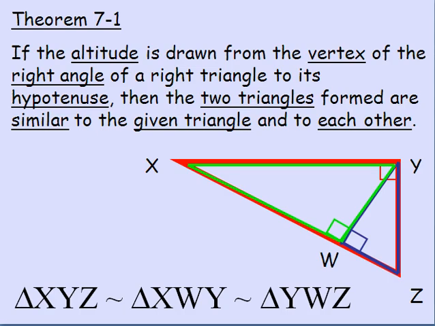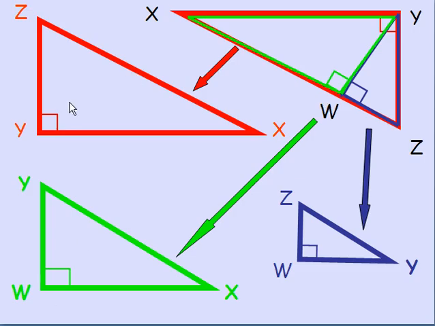Up next, Theorem 7.1: if the altitude is drawn from the vertex of the right angle of a right triangle to its hypotenuse, then the two triangles formed are similar to the given triangle and to each other. So we're going to have three triangles formed here, the big one, the smaller green one, and the smaller blue one. This theorem says that all three triangles are similar, and therefore their sides are proportional to each other. Here's a visual of what's going on: the big triangle, the little triangle, and the smallest triangle. These are all similar. They're all proportional to each other.